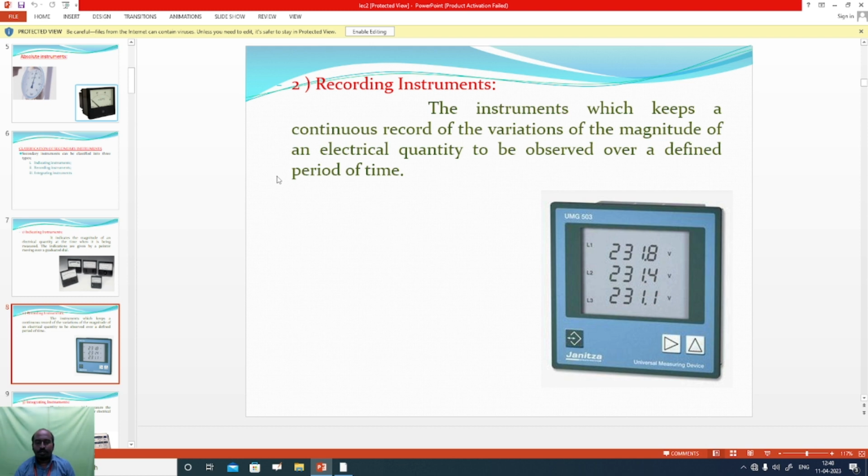For example, at a particular 10 seconds, a reading can be done, and after some period of time, it can be done again. After some 1 minute, then again a recording can be done. So, all these can be displayed simultaneously and can be viewed for observation.